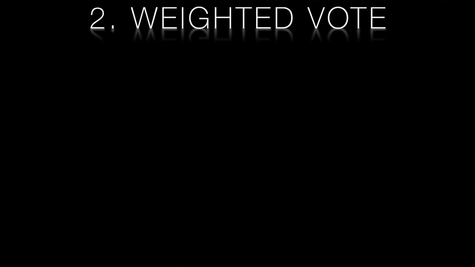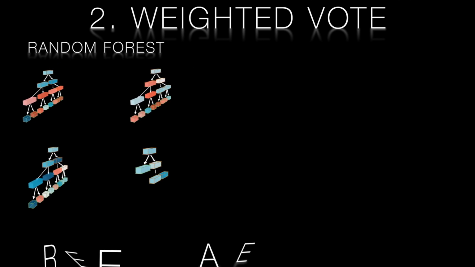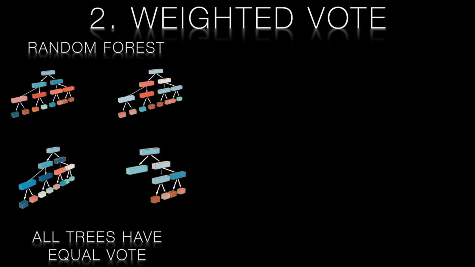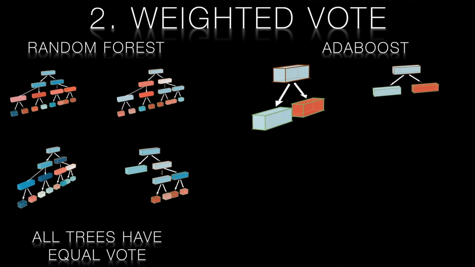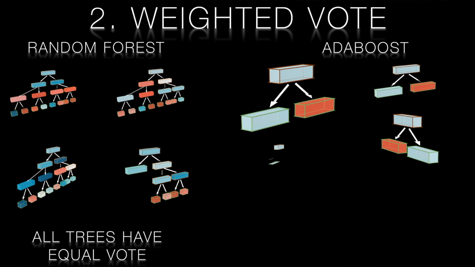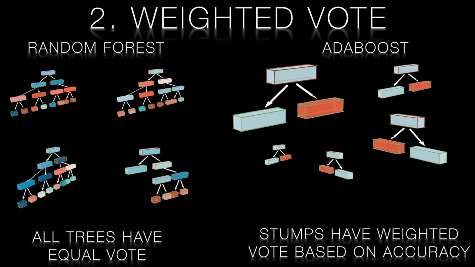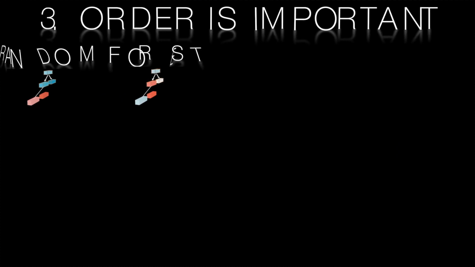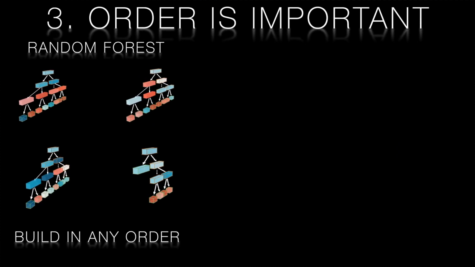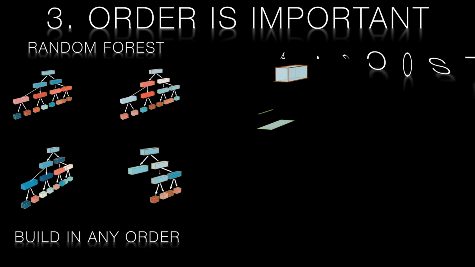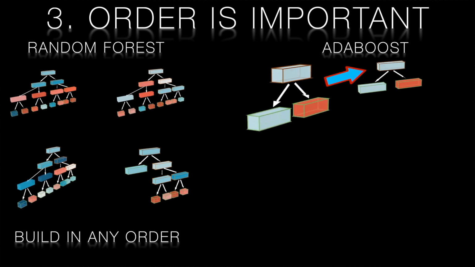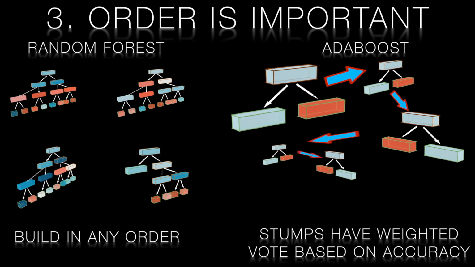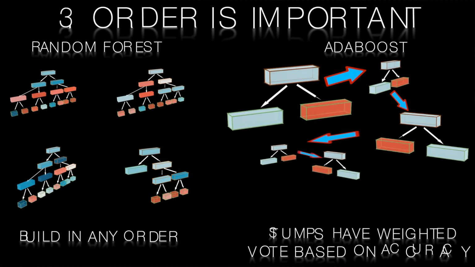Secondly, when we build a complete random forest, all of the trees have an equal vote. But for forests of stumps using AdaBoost, each stump gets a weighted vote based on how well it identifies the correct outcome. Finally, when we create trees in a random forest, we can create them in any order, but the order of stump creation matters. Each stump we create is designed to overcome some of the weaknesses in prior stumps.